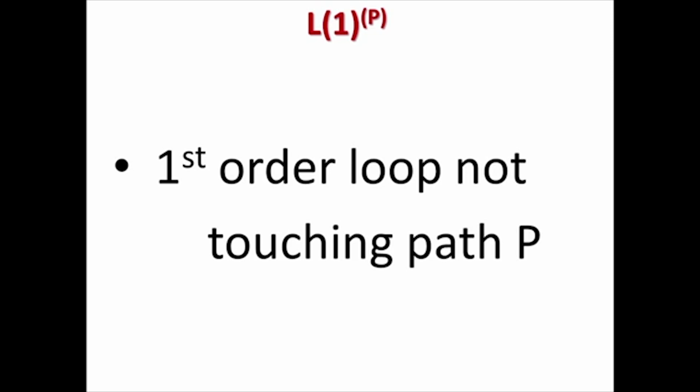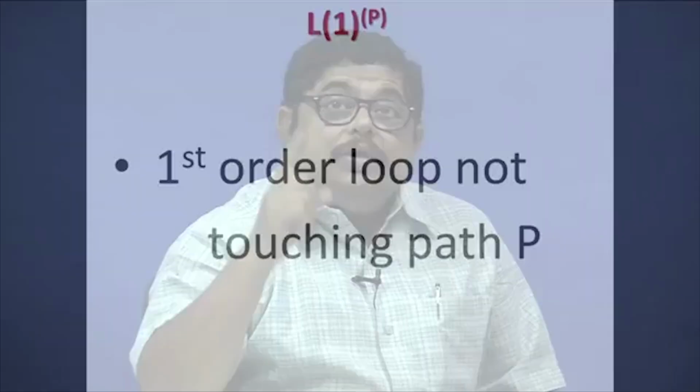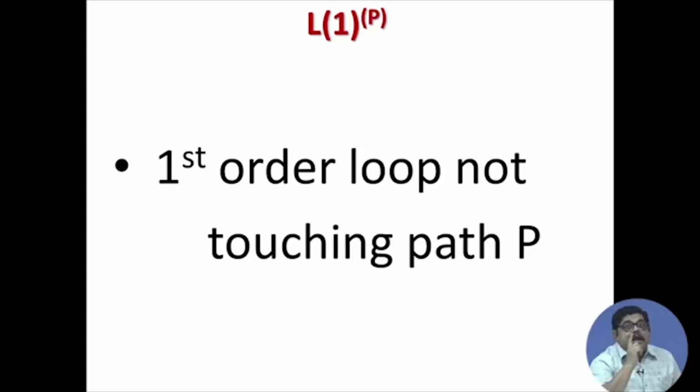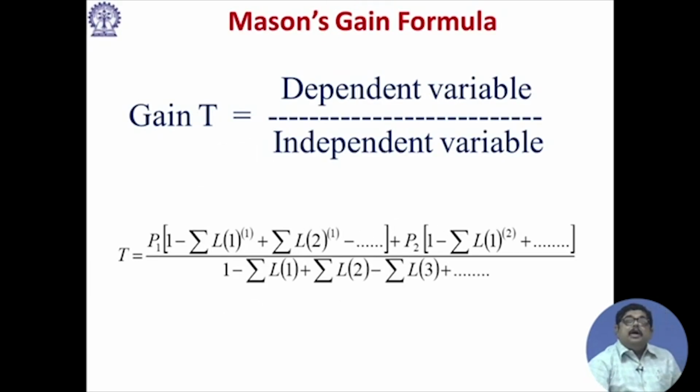Now, you see this is L1 with a superscript P. L1 with a superscript P is the first order loop not touching path P. So, there can be several paths in which we are interested, and L1 P1 is the first order loop not touching path P1, L1 P2 the first order loop not touching path P2, etc. Similarly, L2 P is the second order loop not touching path P, etc. Now, this is the formula.